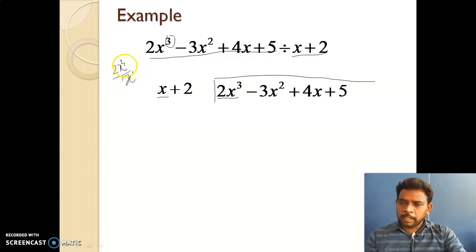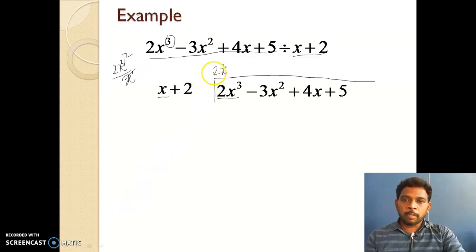So, divide the variable powers now. Okay, how can we divide? We have to subtract the powers. So here power 3, here power 1. If you subtract, the remaining power is 2. Okay, now what about the remaining value here? 2x square. So that will be the first term of the quotient, 2x square.